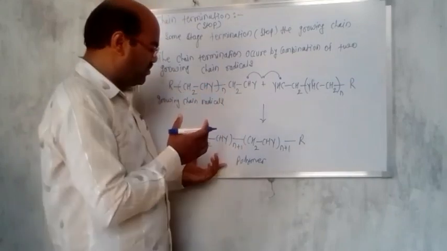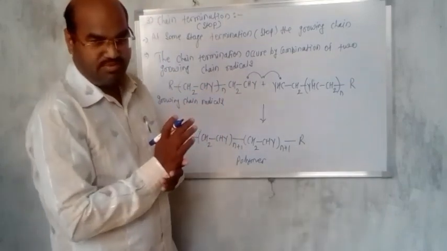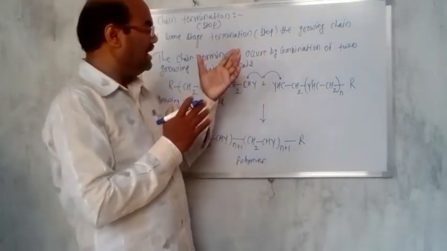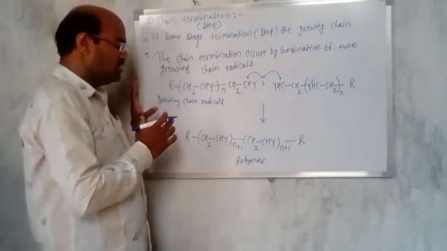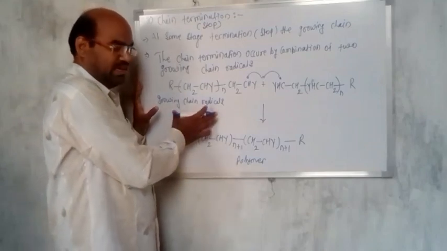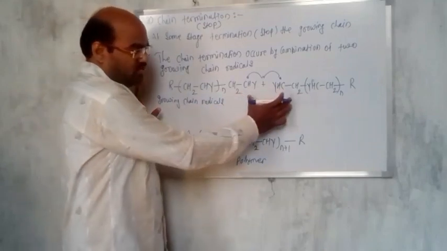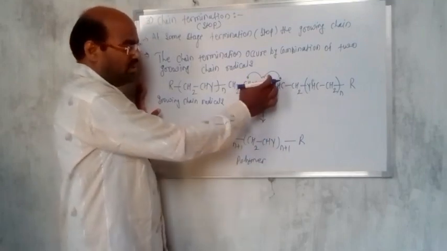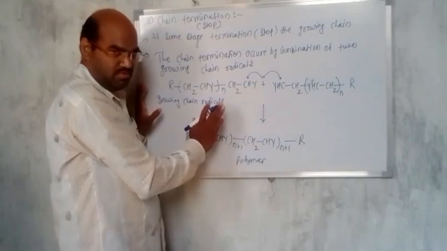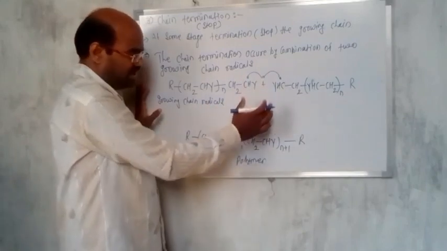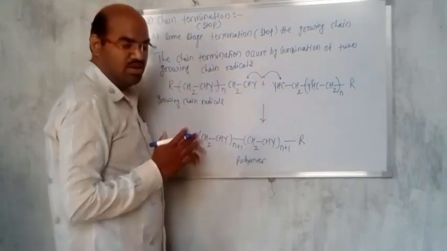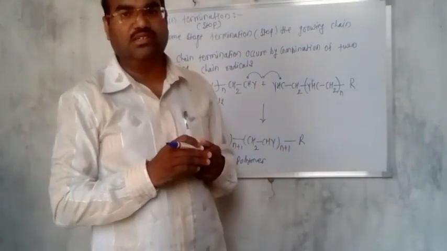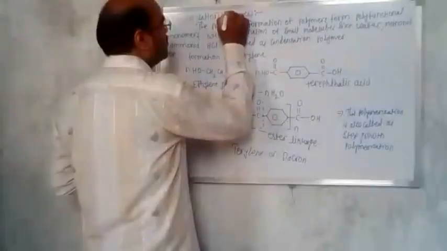So the mechanism of polymerization is carried out by these three steps: initiation, chain propagation and chain termination. Here terminate means these two growing chain radicals come to each other and form a polymer. So here these radicals are finished, and after the radicals finish we get the complete polymer. This is all about the addition polymerization process.